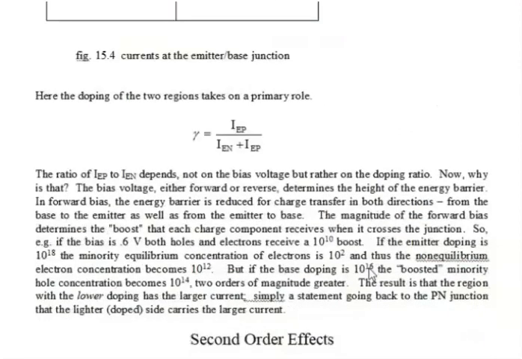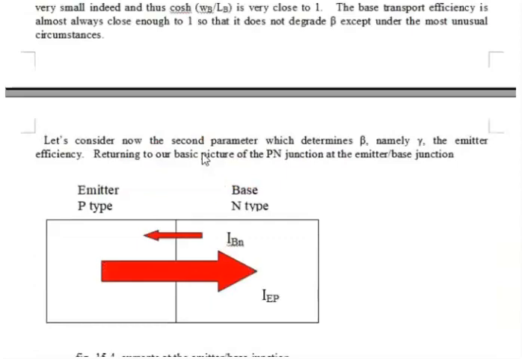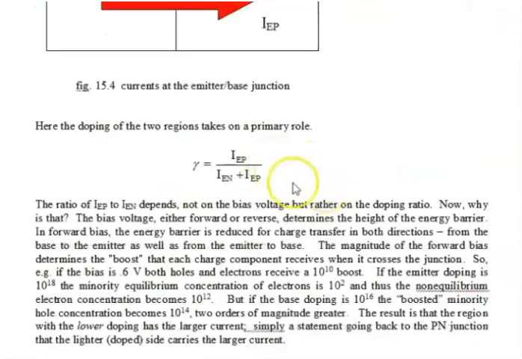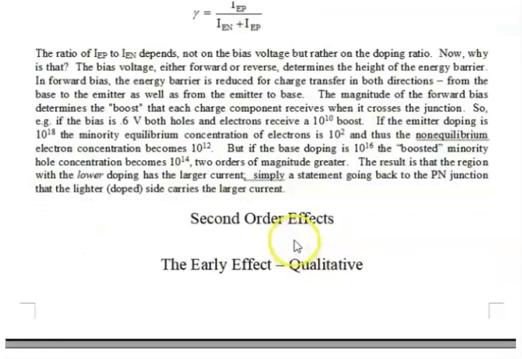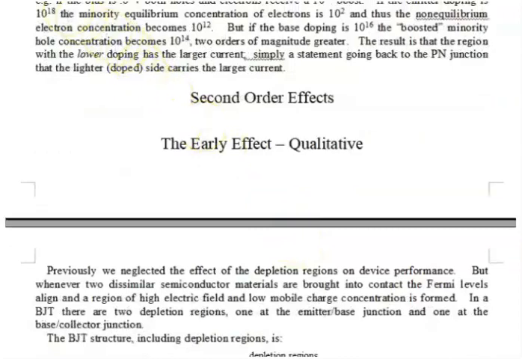Okay, so just a little bit about the emitter efficiency. You can read about that. I'd like to finally get on to second order effects.